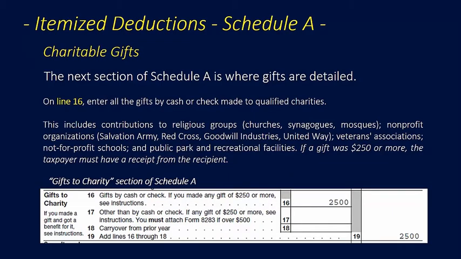On line 16, enter all the gifts by cash or check that are made to qualified charities. This includes contributions to religious groups, churches, synagogues, and mosques, nonprofit organizations, the Salvation Army, Red Cross, Goodwill Industries, United Way, to name a few, veterans associations, not-for-profit schools, and public park and recreational facilities. If a gift was $250 or more, the taxpayer must have a receipt from the recipient.